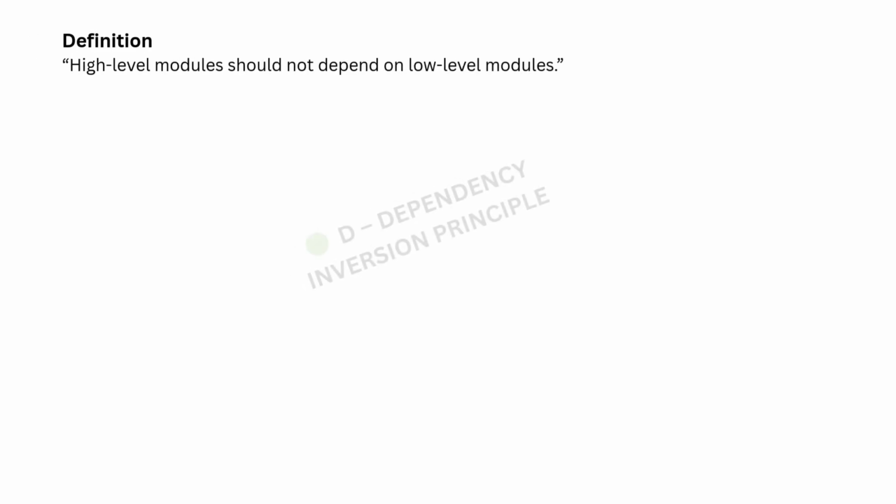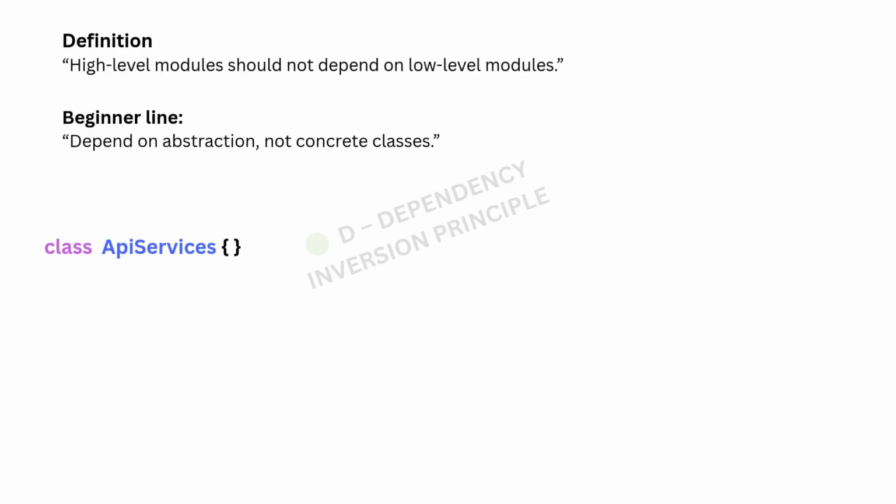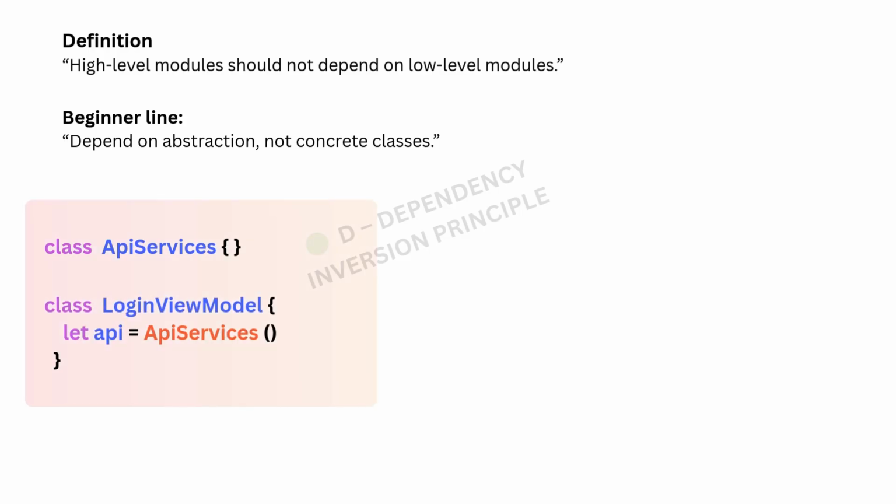Now move to our last principle, which is the dependency inversion principle. High level modules should not depend on low level modules, and we can say that they should depend on abstractions, not concrete classes. Here we have a class APIService, and we are calling it in the LoginViewModel. You can see the example. It's a wrong approach because it should not be dependent like this.